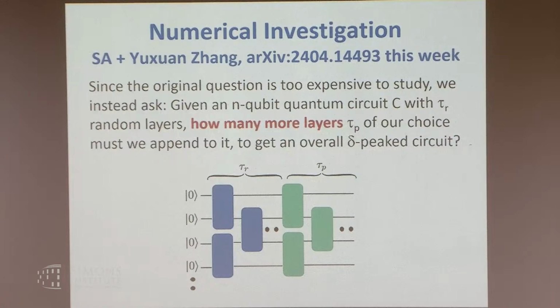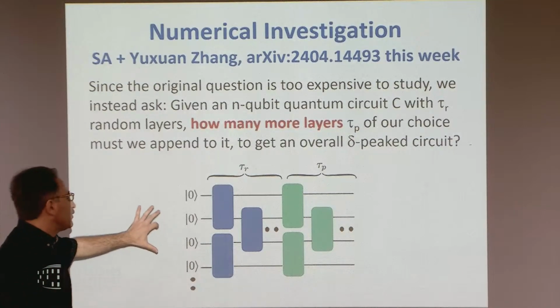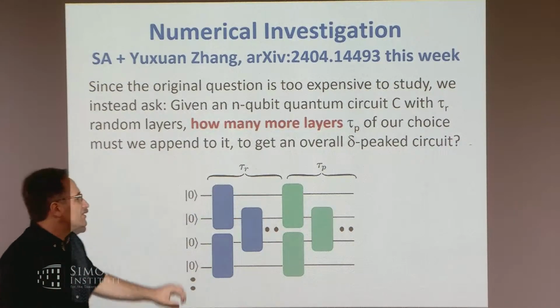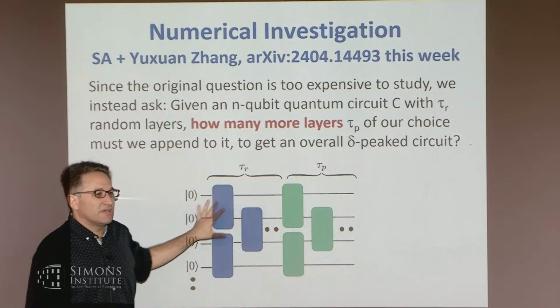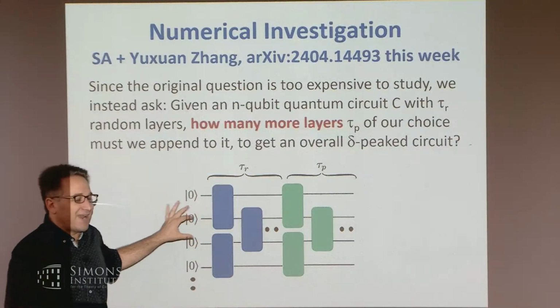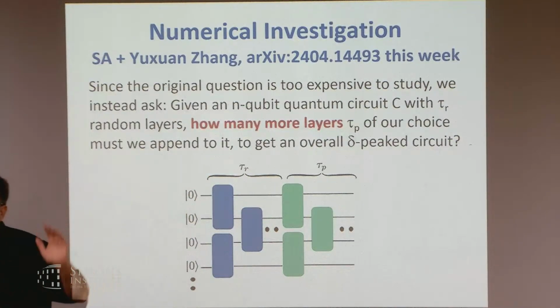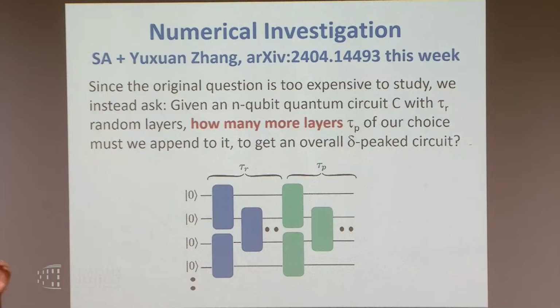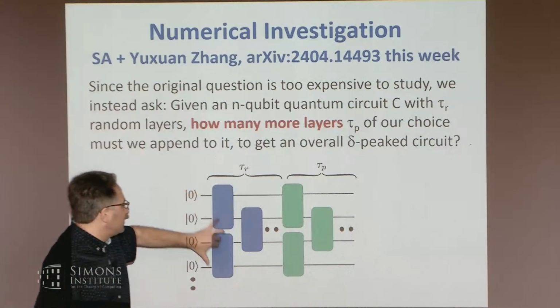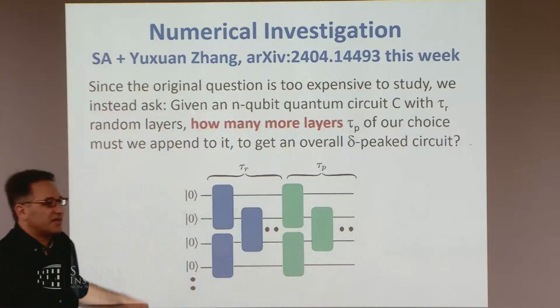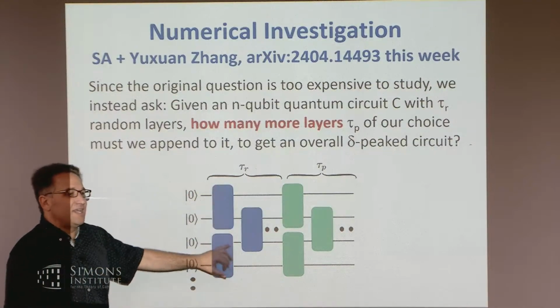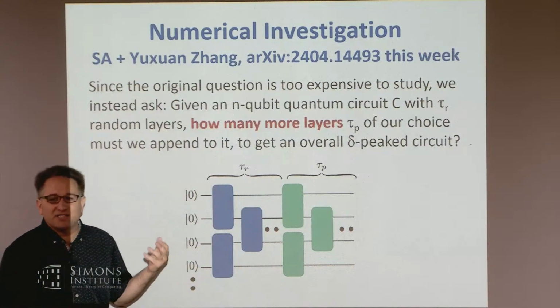Let me tell you the closely related question. What we said is, let's say you are given an n-qubit quantum circuit C, and it has some number of completely random layers. We call it tau sub r, just layers of random gates. In our case, we used mostly 1D nearest neighbor gates in this alternating pattern, and each of the gates was just a random SU4.